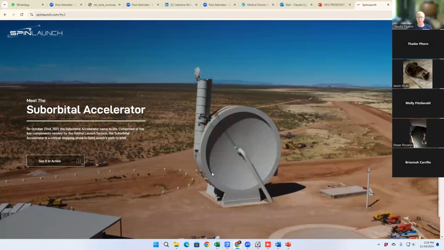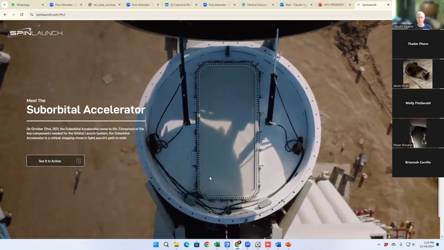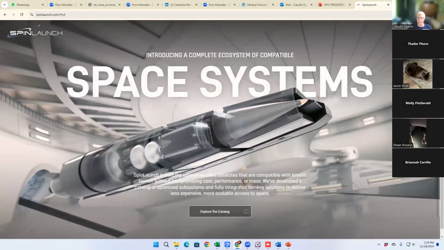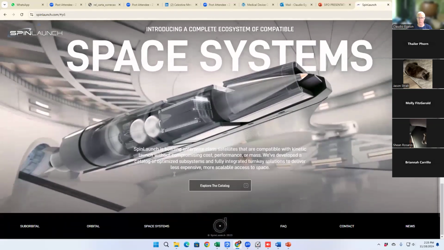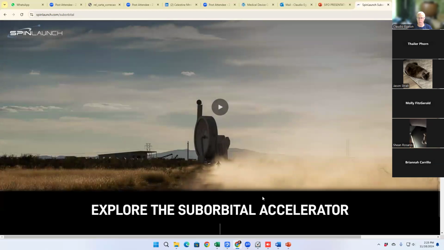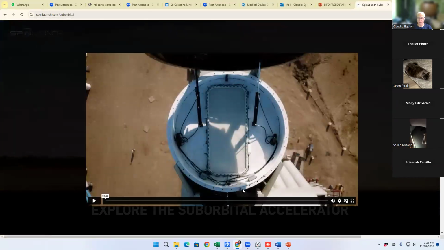Okay. Now here's the centrifuge in the vertical direction. Unfortunately, yeah, here you go. Here's the payload. Orbital, suborbital, orbital as well. Suborbital is easier than orbital. Okay, here you go. That's the suborbital accelerator. Let's take a look. You have already seen that, right? Let's play it anyway.